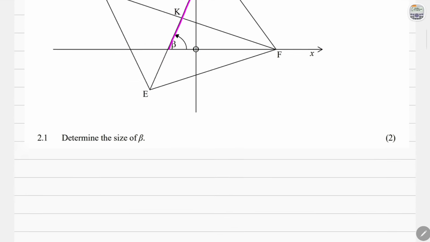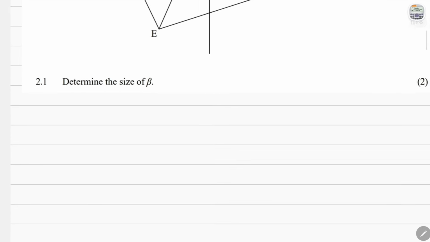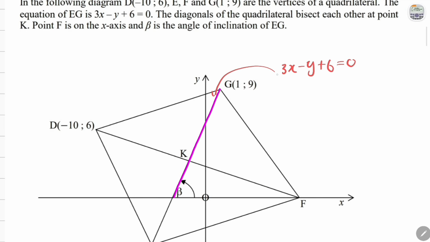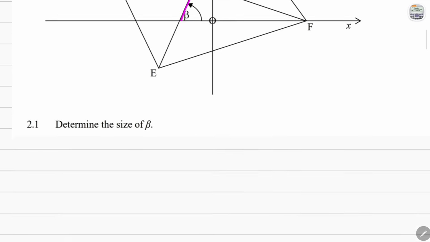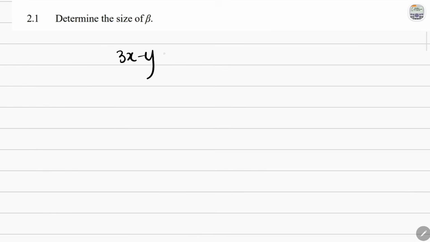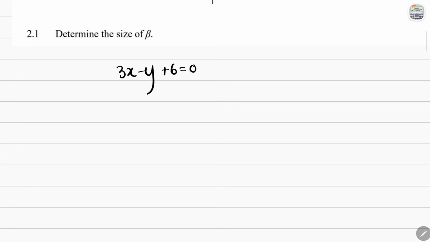So we say tan theta equals the gradient. We need the gradient. To find the gradient of this line, it needs to be written in standard form. So it's currently 3x - y + 6 = 0. And all we have to do is make y the subject so that it's in its standard form, y = mx + c.